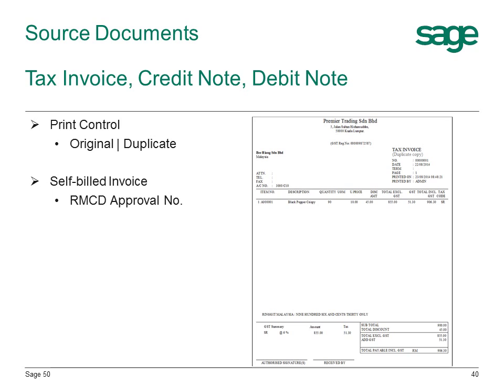There is also print control implemented for printing of source documents. When you print the source document again, the words duplicate copy will be printed. For self-billed invoice, make sure the approval number is printed on it.